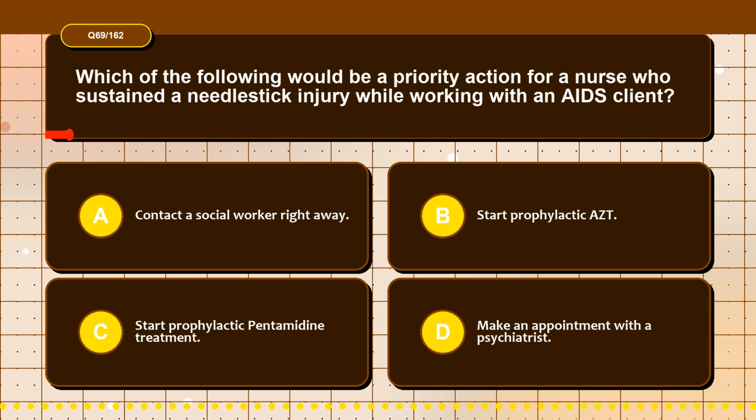Question 69. Which of the following would be a priority action for a nurse who sustained a needle stick injury while working with an AIDS client? Here are the options. Option A. Contact a social worker right away. Option B. Start prophylactic ACT. Option C. Start prophylactic pentamidine treatment. Option D. Make an appointment with a psychiatrist.